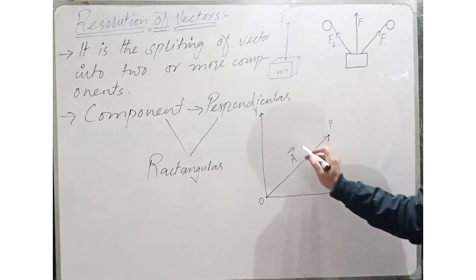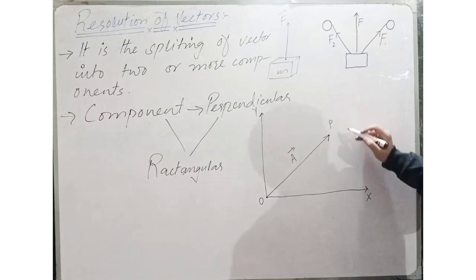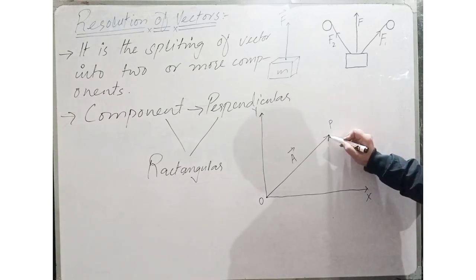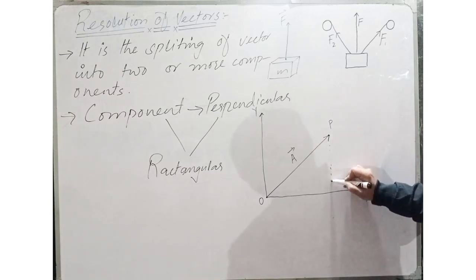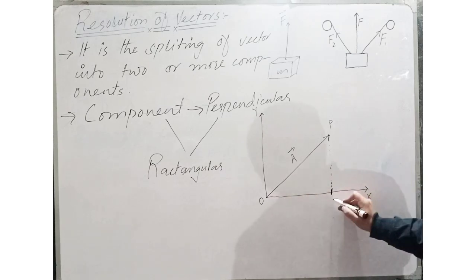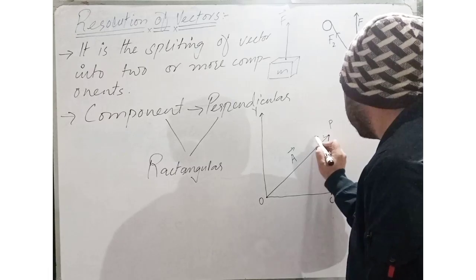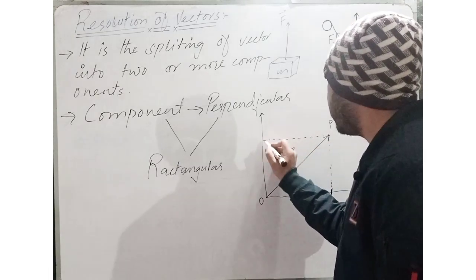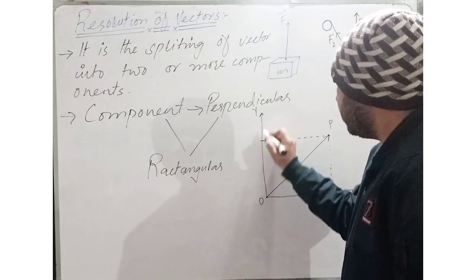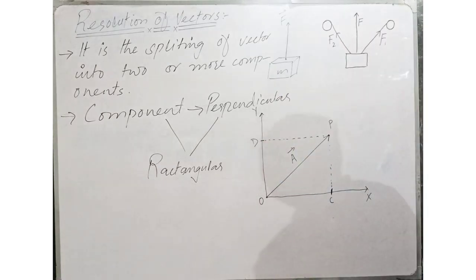If we want to split such a vector into its components, what we can do is draw a perpendicular line along both axes. So when we draw a perpendicular line along the x-axis, let's say this perpendicular line cuts the x-axis at point C, and along the y-axis this perpendicular cuts the y-axis at point D, right?